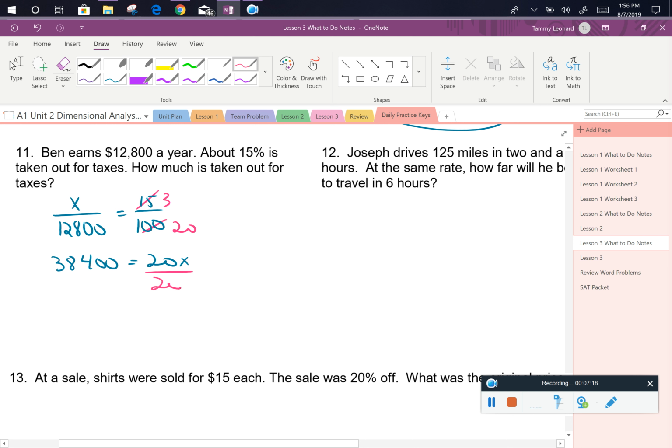Dividing both sides by 20, we can see that that reduces by 10 to make things slightly smaller. So 3,840 divided by 2 says that he will pay $1,920 in taxes.